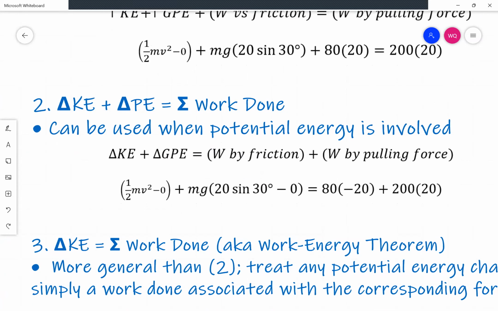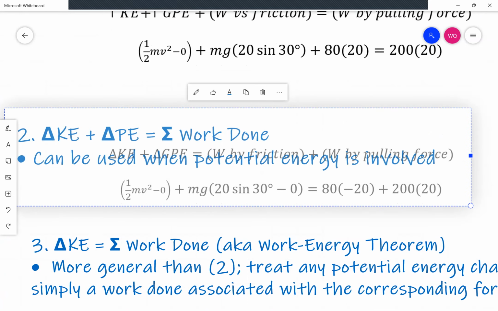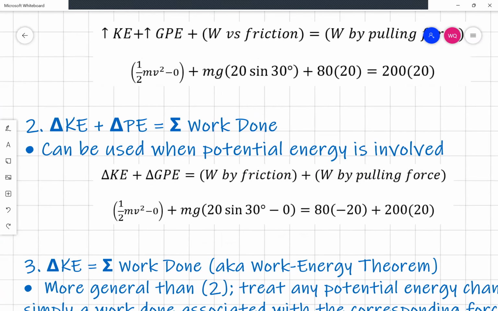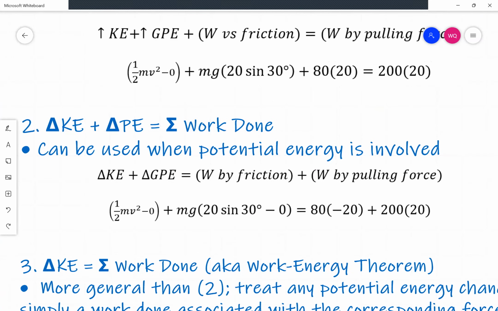So the same problem, we can solve it, but now it looks a bit different. Here, change in KE. Change means it must be final minus initial. So final is half mv squared, initial is 0. So it appears in this order not because of any other reason, but because it happens to be so. Half mv squared is the final, 0 is the initial.